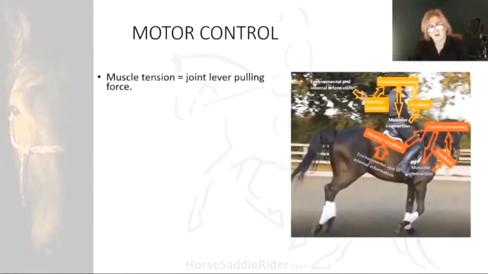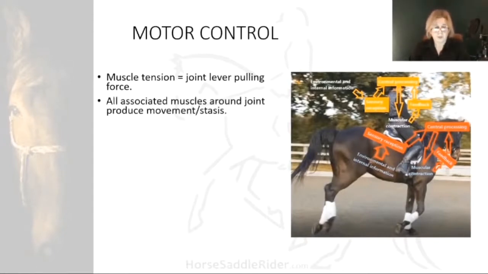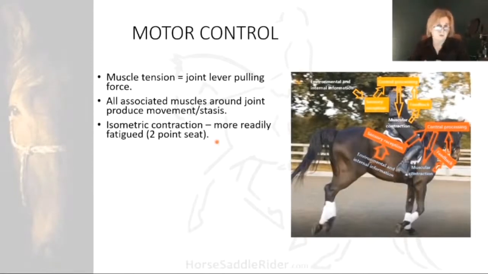More motor control. Muscle tension, that force of contraction, is a joint lever pulling force. And all muscles sited around a joint produce either movement or no movement. An isometric contraction is more readily fatigued. So think about the two-point seat, an eventer or jockey galloping. They hold an isometric position, held still out of the saddle, and that is much more tiring than continuous movement because the muscles are not getting a rest.